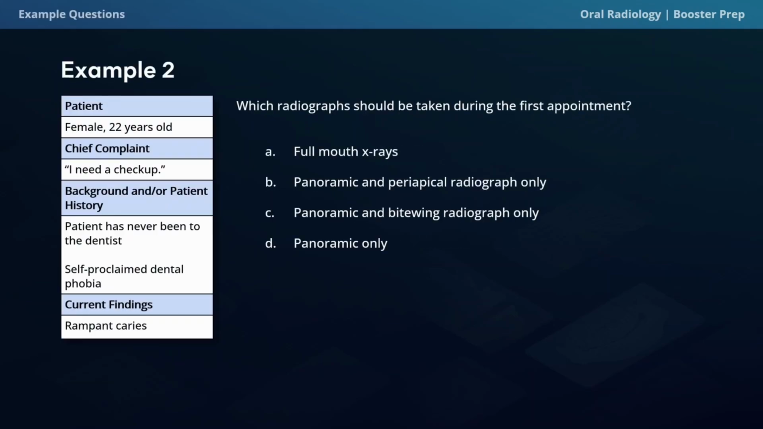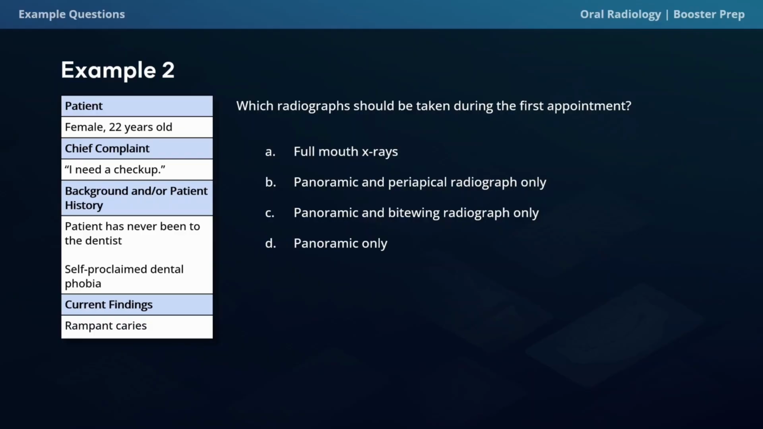Our second practice question asks, which radiograph should be taken during the first appointment? And in this scenario, we have a female who is 22 years old. Their chief complaint is, "I need a checkup." The patient has never been to the dentist, and they have self-proclaimed dental phobia. And the current findings are rampant caries. All right, guys, take a second to pause the video and answer the question. Okay, let's take a look.